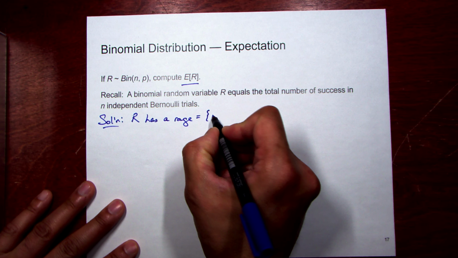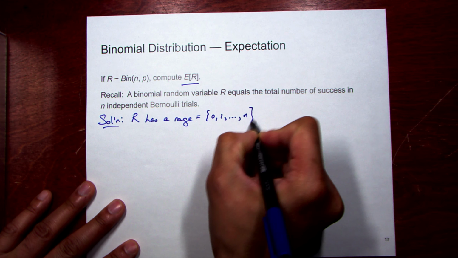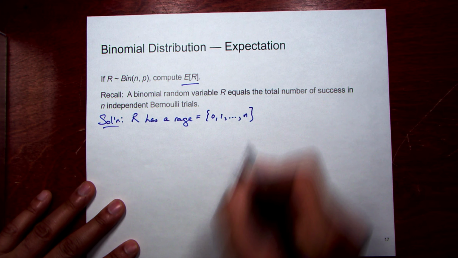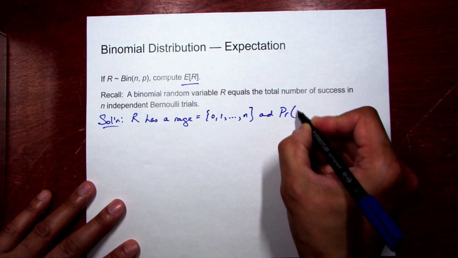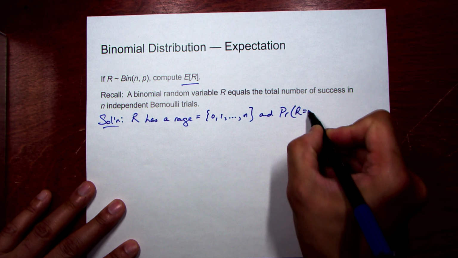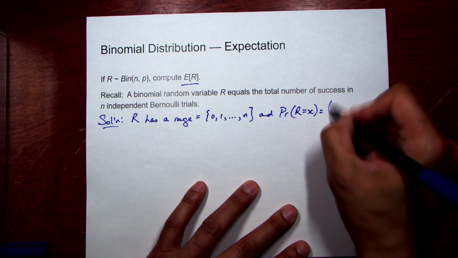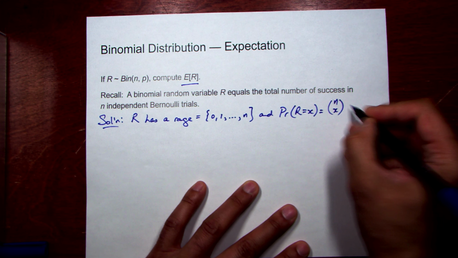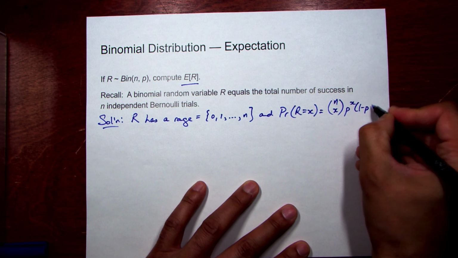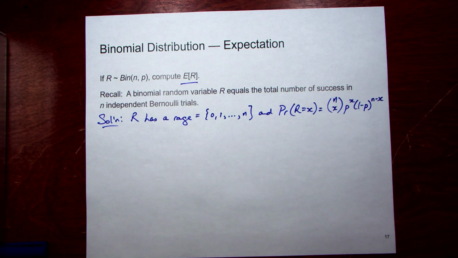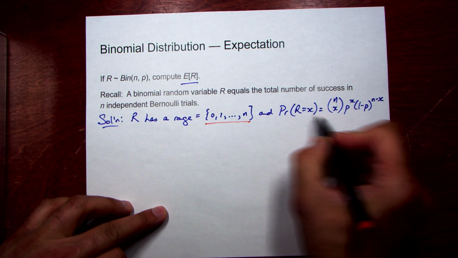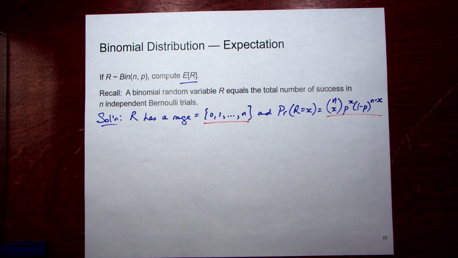You look at the range. You can have anywhere between 0 and n heads. And the PDF, so the probability that R is equal to x, is equal to n choose x, p to the x, 1 minus p to the n minus x. And then you try all the things. You combine this range with this PDF, and you put it into the expected value formula.